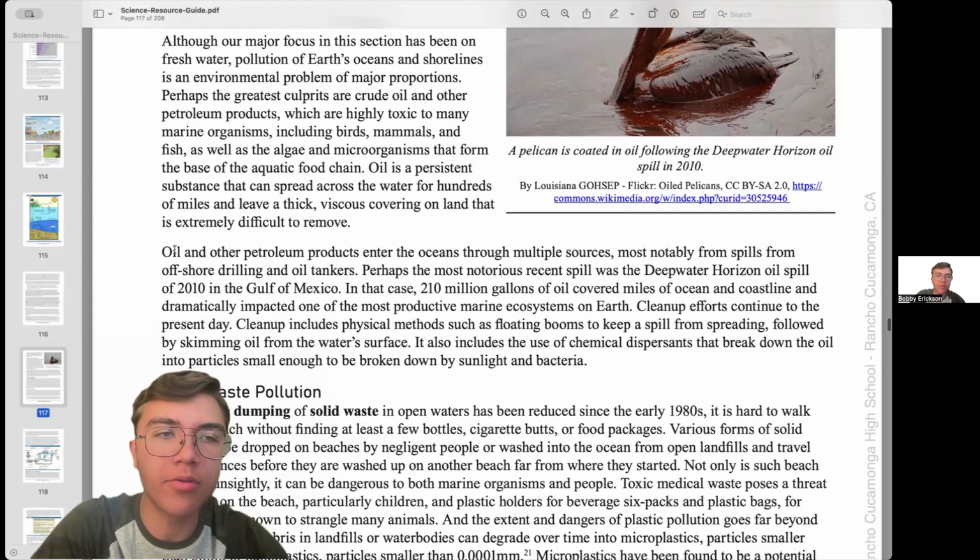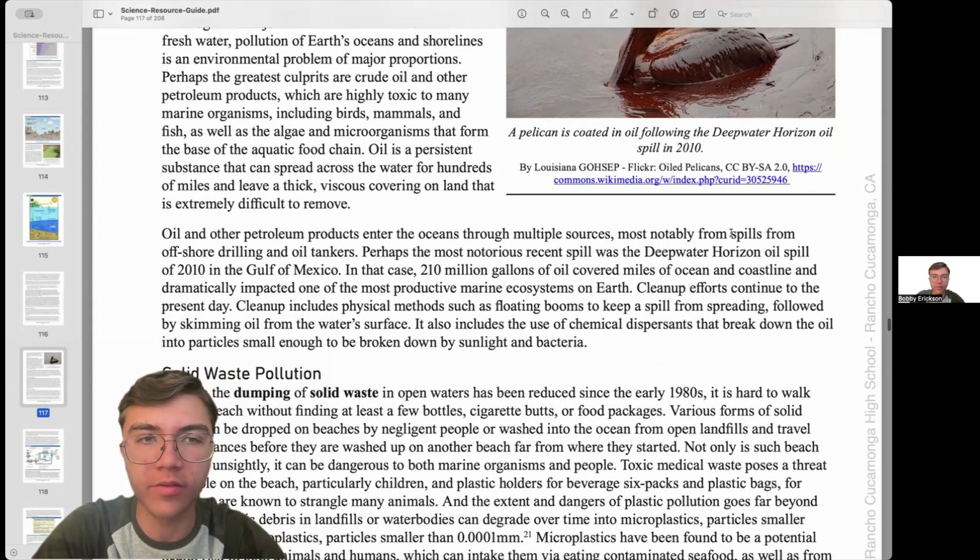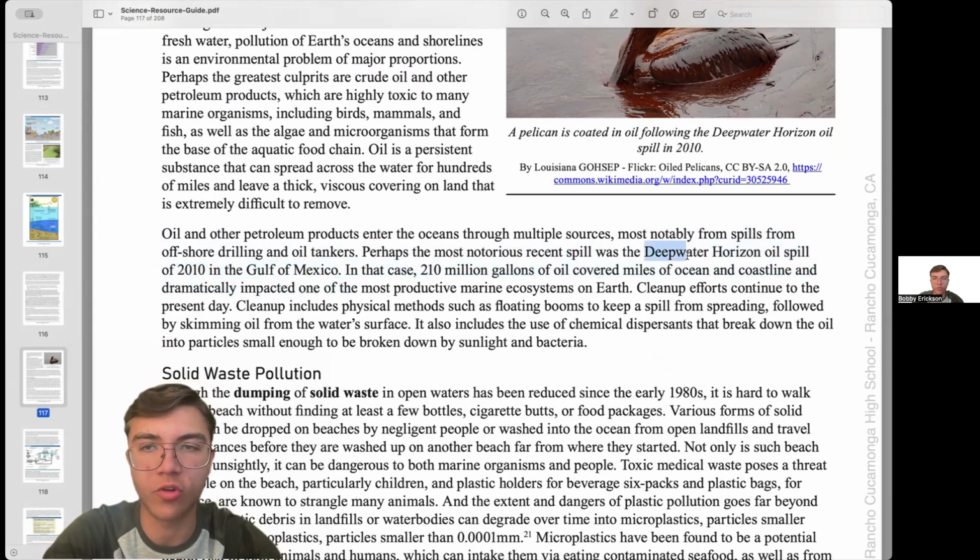Then, how do oil and petroleum end up in the oceans? Well, it happens from spills from offshore drilling and oil tankers, and the most notorious of these was the Deepwater Horizon oil spill in 2010 in the Gulf of Mexico. This was one of the biggest in the Gulf of Mexico. We can remember 2010 and 210 million gallons of oil covered a bunch of miles of ocean.